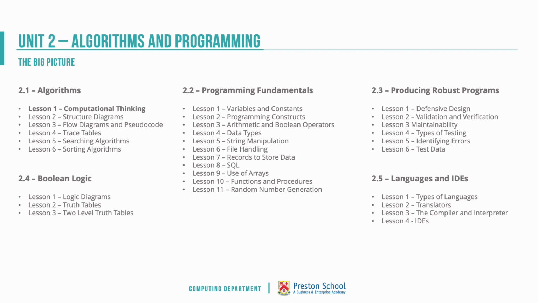Hopefully you're aware these are the different topics that could come up within the Unit 2 exam. There are 5 sections: algorithms, programming fundamentals, producing robust programs, Boolean logic, and languages and IDEs. So the questions that come up within this sample paper will come from one of those 5 topics, and it will be the same when you sit your real exam in the summer. So let's get going. Like I said, it'd be really useful if you have a blank copy of the paper, and we'll start off with question 1.